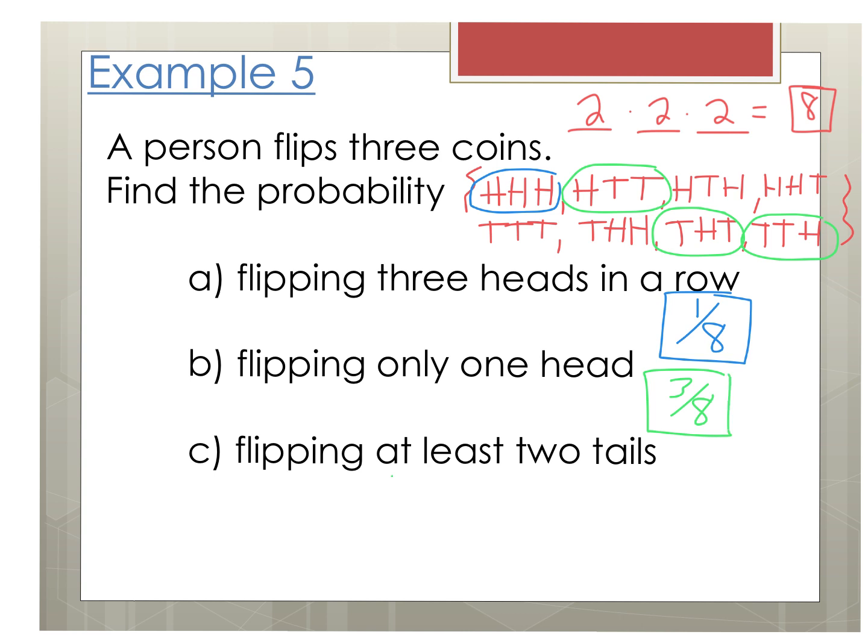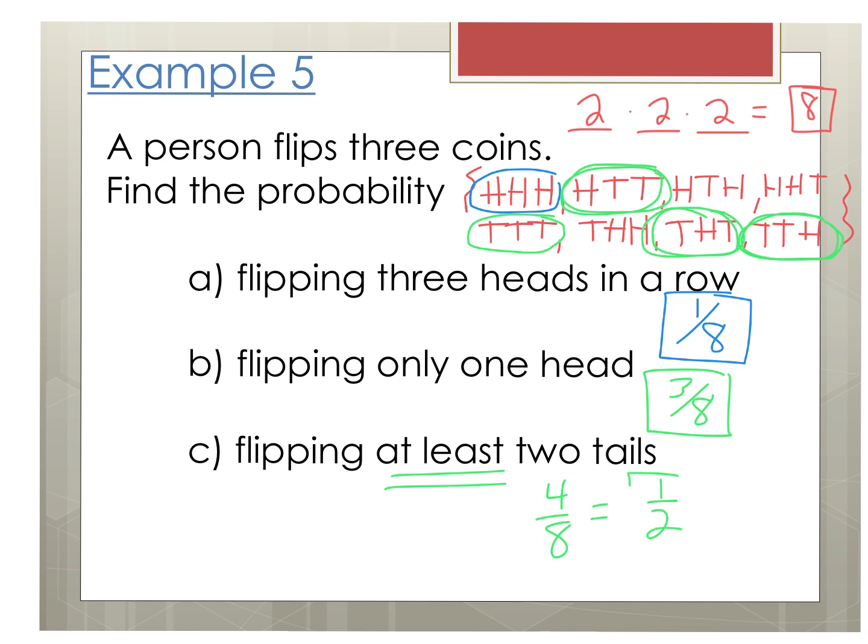And then the words "at least 2 tails" means you could have 2 tails or more. So notice the green circled items are the ones that all have two tails. I already circled those in green, and so if I circle "or more," that would be having more tails, so you could have 3 tails. So in that case, that would be a 4 out of 8 chance, which reduces to a 1/2 probability.